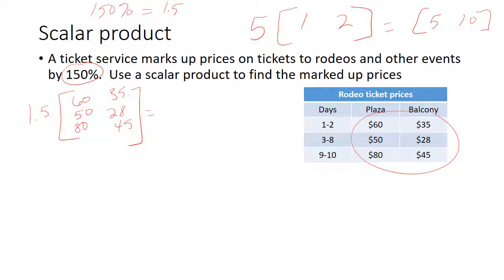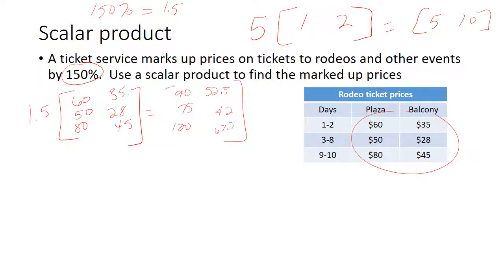So when we multiply everything by 1.5, we would get 1.5 times 60 is going to give us 90. And then 1.5 times 50 would give us 75. 1.5 times 80 would give us 120. 1.5 times 35 will give us 52.5. And then 1.5 times 28 will give us 42. 1.5 times 45 will give us 67.5.